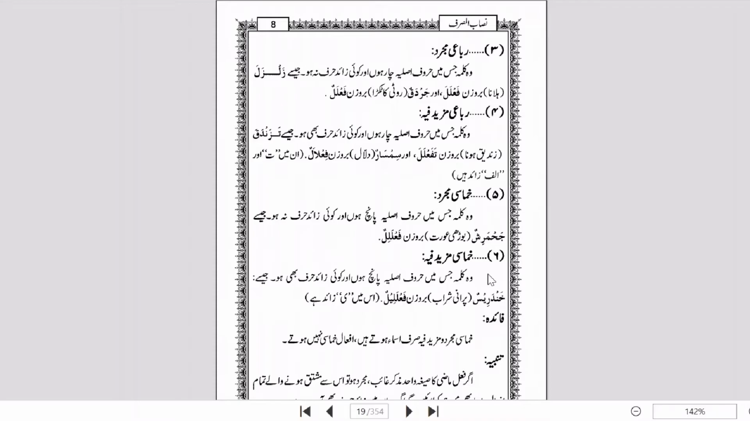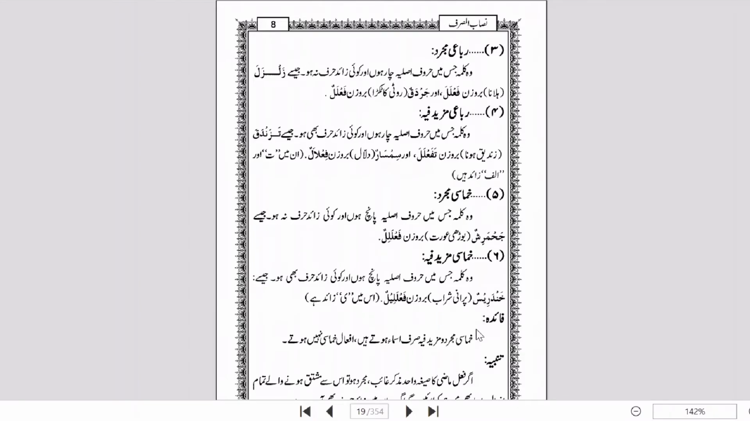The last type is Khumaasi Mazid Fi. Khumaasi Mazid Fi is a word which has 5 huruf asliya with an additional letter, like Khandarisun, an old wine, on the scale Fa'lalilun. The Kha, Nun, Dal, Ra, and Sin are its original letters on the scale Fa, Ain, Lam, Lam, and the last Lam, and the Ya in the word Khandarisun is its zaid, its extra additional letter.